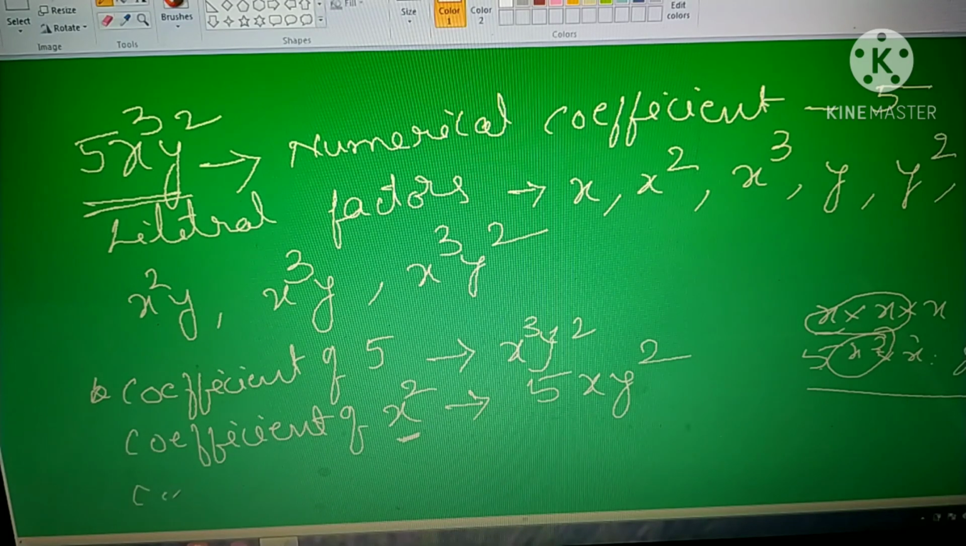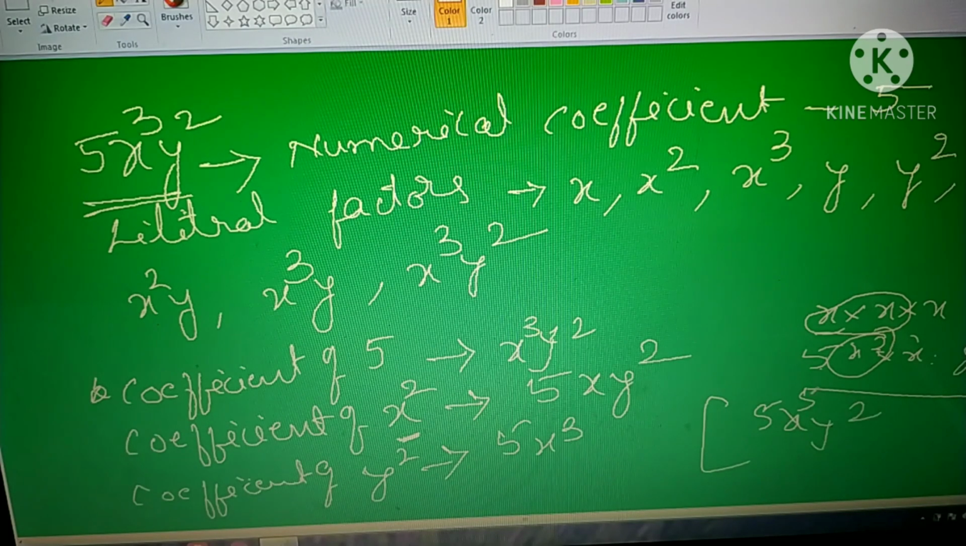Now see the coefficient of y square. I am talking about y square. So leave this y square here, and write down all the remaining: 5x cube. So we have 5x cube y square. Leave this y square and write down 5x cube. Like that you have to write coefficients, coefficients of the given variable. Whatever variable is asked, for that we have to write the coefficient.